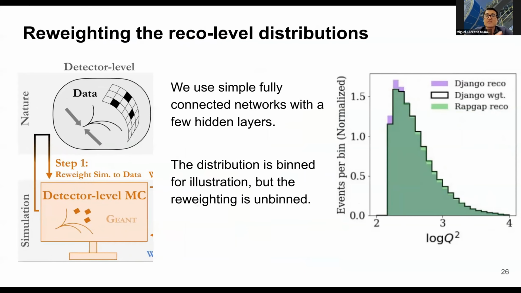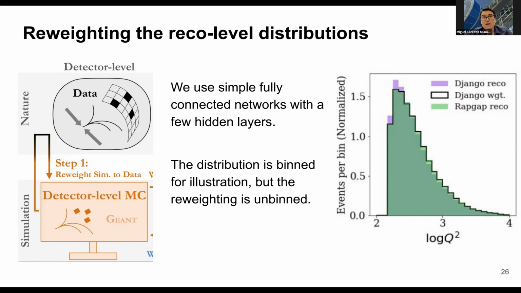The first step in this approach is to reweight the Monte Carlo to match the data. And neural networks are a perfect tool to do this in an unbinned way. For example, here on the right-hand side, you see two different Monte Carlos, Django and RapGap, and they are different in general. The purple distribution is different from the green distribution, but you can use this method to reweight one into the other. That is not very impressive, because I am only showing you a one-dimensional distribution, and it's trivial to reweight one into the other. You would just take the ratio of the two distributions, and that is how you would get the black distribution by construction.